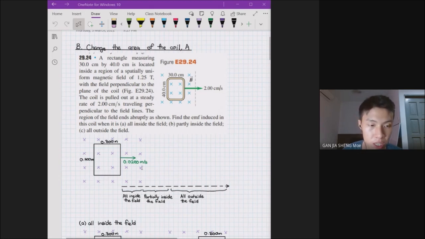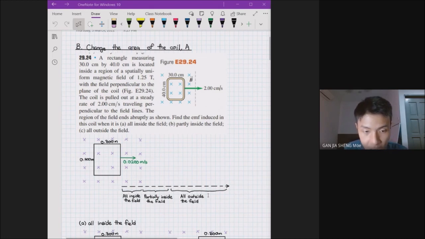But once you cross this certain line over here, then a portion of your coil will be in the magnetic field, and a portion of your coil will be outside the magnetic field. Probably your magnetic field only covers like 70% of the area or like 30% of the area. That's partially inside the field. Then once you exit the field completely, you are all outside the field, then there is no magnetic field passing through the loop at that moment.